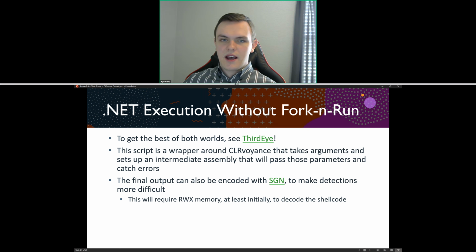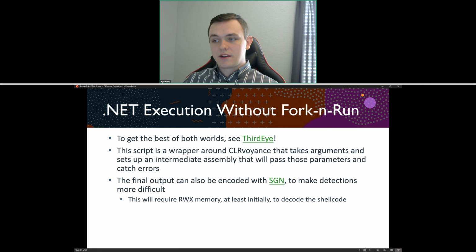Now, just last night, I posted this tool on my GitHub. It's called Third Eye, and it is just a wrapper around CLR Avoidance that allows you to pass arguments. What it does is it has an intermediate .NET assembly that it will hardcode those arguments into. It will load the .NET assembly that you're targeting, such as Seatbelt, as a resource, and then it will build that wrapper payload, and it will generate shellcode from that.